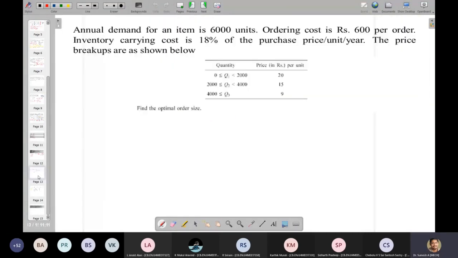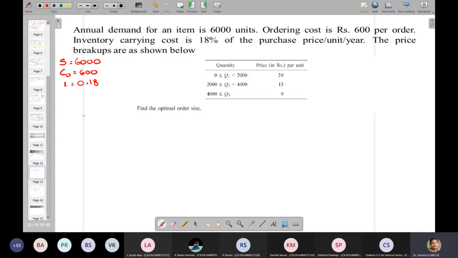Yeah. So this is another problem. Annual demand for an item is given. So S is given. S is 6,000 units. C naught is 600. I is 0.18.